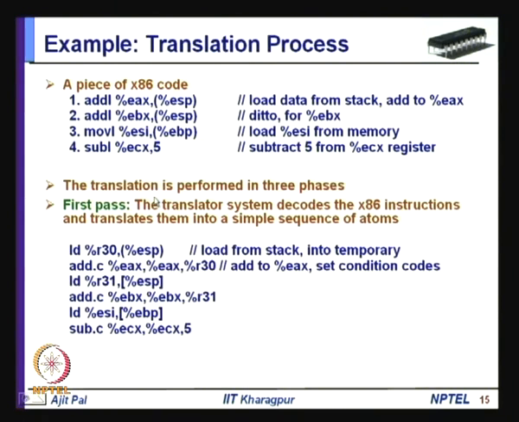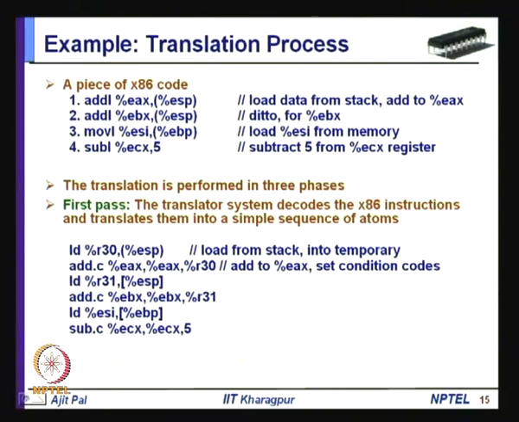Now, the translation of this code into VLIW code is performed in 3 phases. That means the dynamic translation unit operates in 3 passes. So, what are the 3 passes? In the first pass, the translator system decodes the x86 instructions and translates them into a simple sequence of atoms. In case of superscalar architecture, this is done by the decode and translate unit, by hardware. Here you can see it is done by the software.